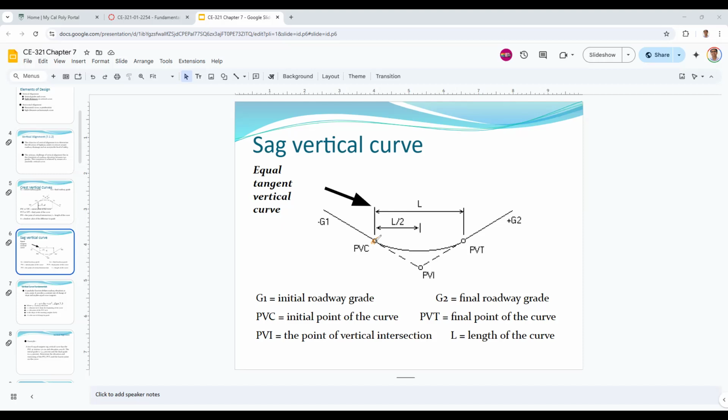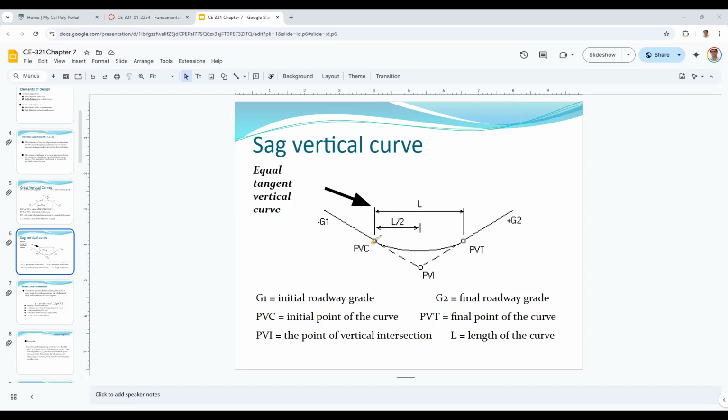And therein lies the reason why we use these parabolic curves, because they help you achieve the transition between one grade and the other in a smooth manner, so that the rate of change of grade that drivers experience as they drive through that curve is always the same. It's not like when you enter the curve, the slope is changing at a higher rate than when you're exiting the curve. The rate of change of grade is always a constant, does not depend on x. And that's a good property to have in the curves that you're using for transition.